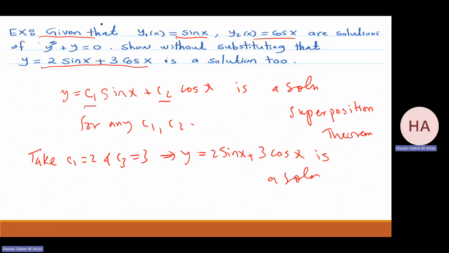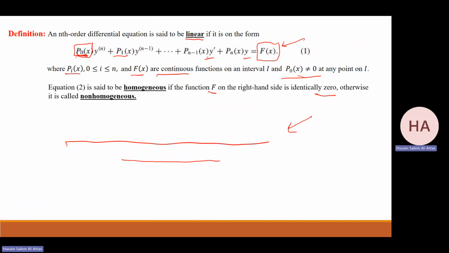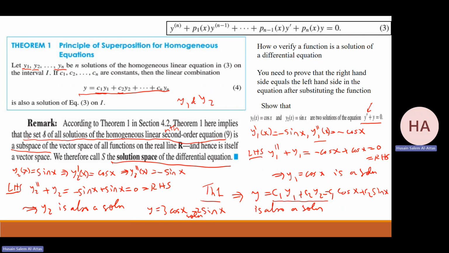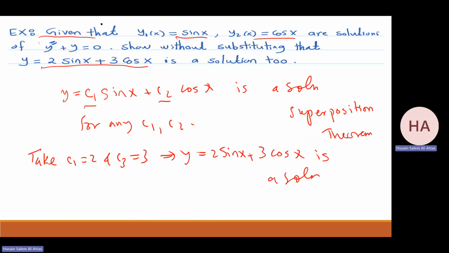Okay, so what we did up to now, just to be sure: we defined the meaning of linear, homogeneous, non-homogeneous, and associated homogeneous. Sometimes to deal with the non-homogeneous, we deal with the associated homogeneous. Then we have the superposition. If you have solutions, then any linear combination is also a solution. That means we have a solution space. How to verify the solution? We just substitute; left-hand side equals right-hand side. And also they have initial conditions.